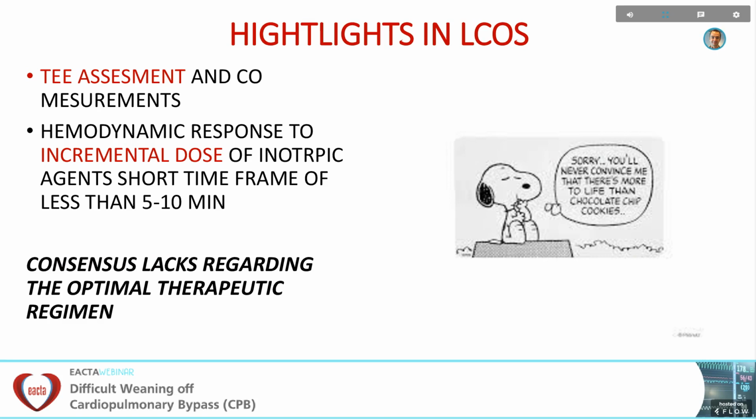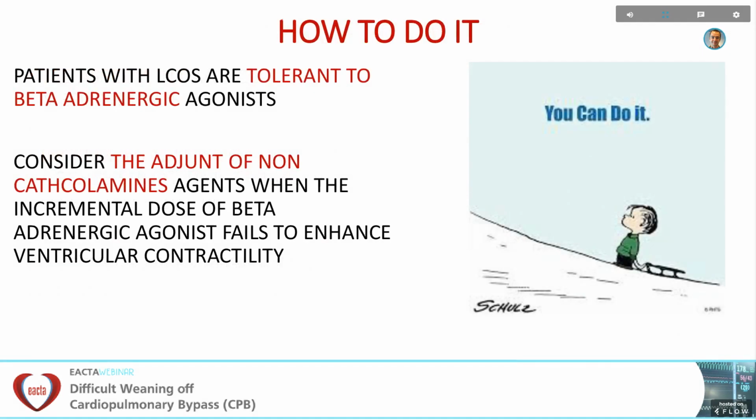It is important that we assess cardiac output measurement with transesophageal echocardiography, because this is the key point to define low cardiac output syndrome. But we also have to be aware that there is a hemodynamic response to incremental doses of inotropes over 5-10 minutes. About these two highlights, there is no consensus today. What is the optimal therapeutic regimen?